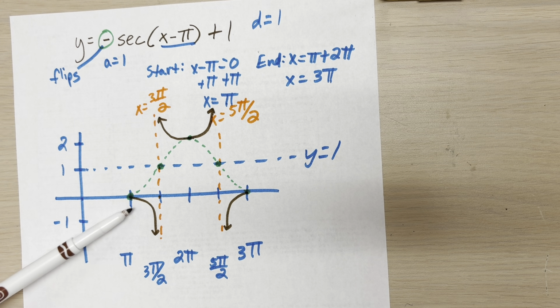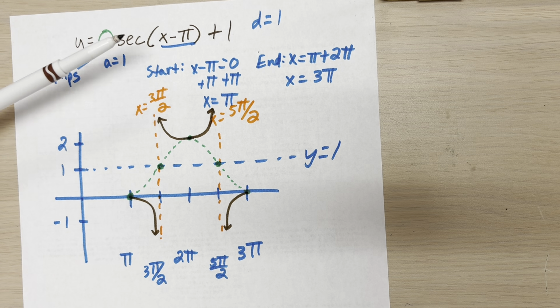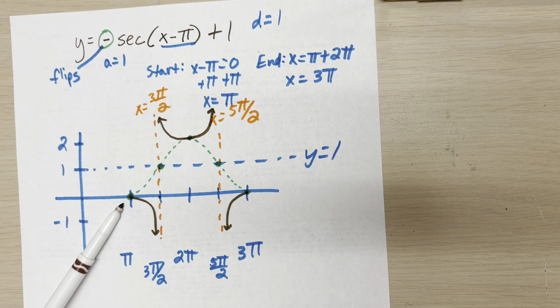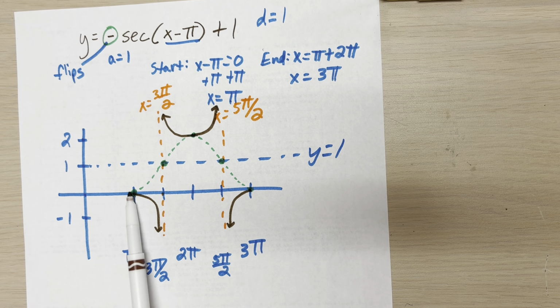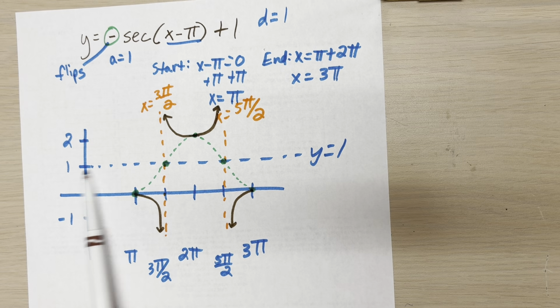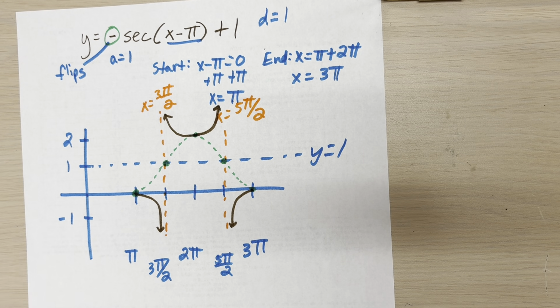So the negative is what kind of flips it. The phase shift is going over to pi. There's no change with the period, so we're still going out 2 pi to end at 3 pi. And we have that vertical shift at the end of 1. I hope that this video has been helpful for you. Don't get discouraged with these. I know they're weird looking, but really all you need to do is just remember what you know about sine and cosine graphs. I hope that this has been helpful.